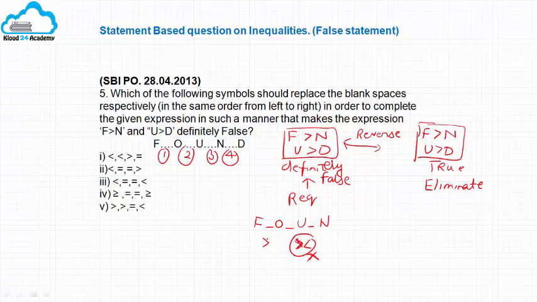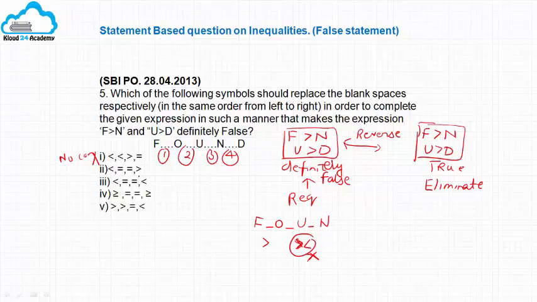So in which options are we having greater than? Let's check first option. We are having greater than and less than also. No conclusion. This makes no conclusion. Okay, we don't want that, so eliminate it.